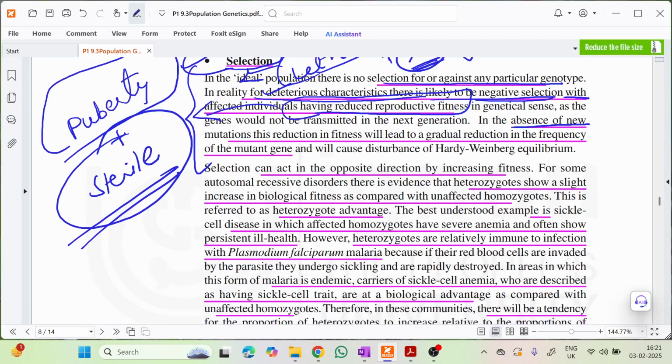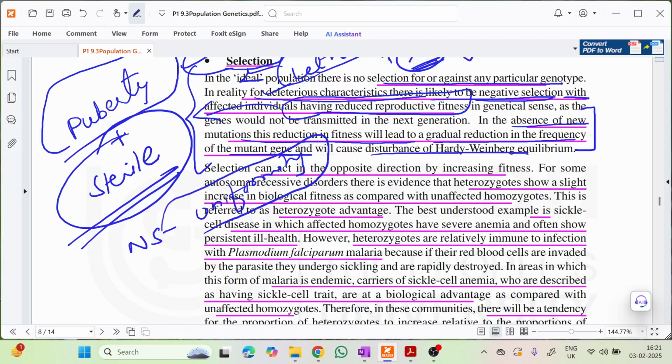Then in the absence of new mutation, this reduction in fitness will lead to a gradual reduction in frequency of the mutant gene and will cause disturbance of Hardy-Weinberg equilibrium. And this means the same: natural selection tries to bring in uniformity, because ultimately it will try to eliminate the less fit one.